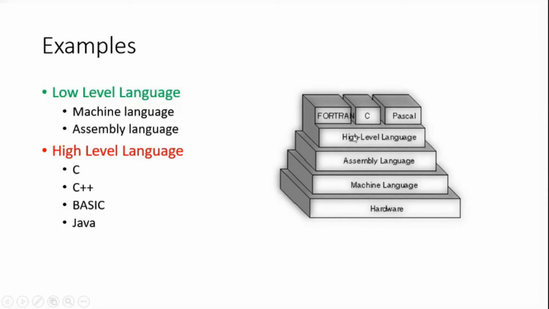And in high-level language, it is Fortran, C, Pascal, Basic, Java, MATLAB, Python, etc. So many programming languages are there. The program written in a high-level language is converted into machine language. Then the hardware will understand this particular machine language. So that is how this flow of hierarchy runs.